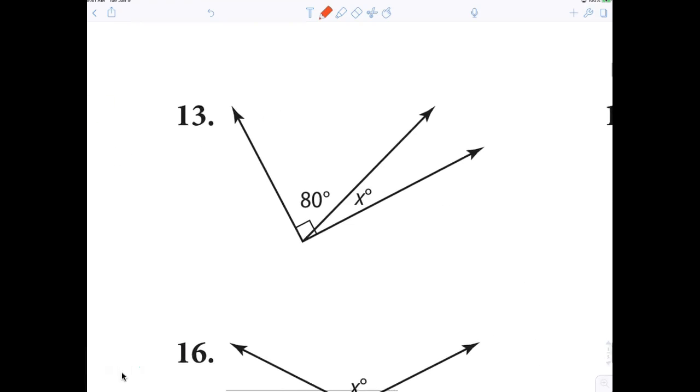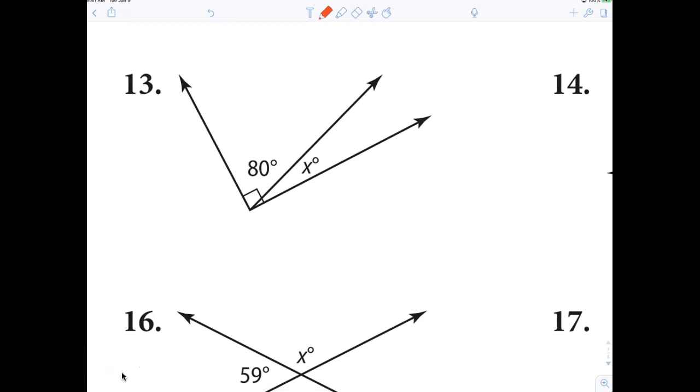Take a look at 13. What are those two angles called again? Nope, two angles. Those two angles are called what? The big angle is 90, you're right. But the two angles forming that are called what? Come on. Two angles that add up to 90. Complementary. Thank you very much. Two angles that add up to 90 are complementary. So somebody tell me what X is for 13. 10. Beautiful.